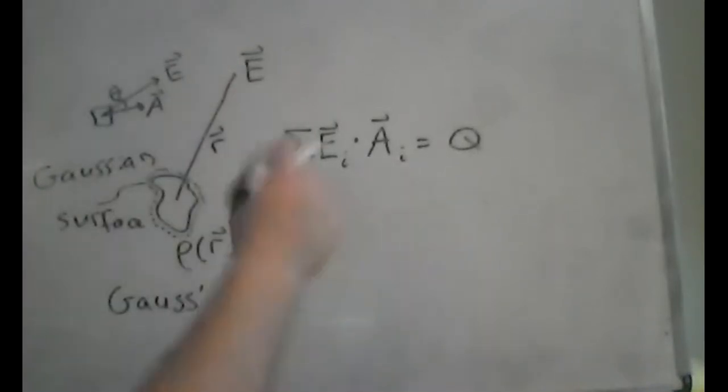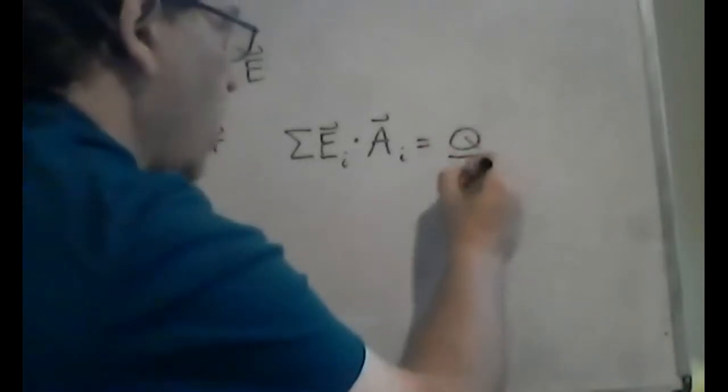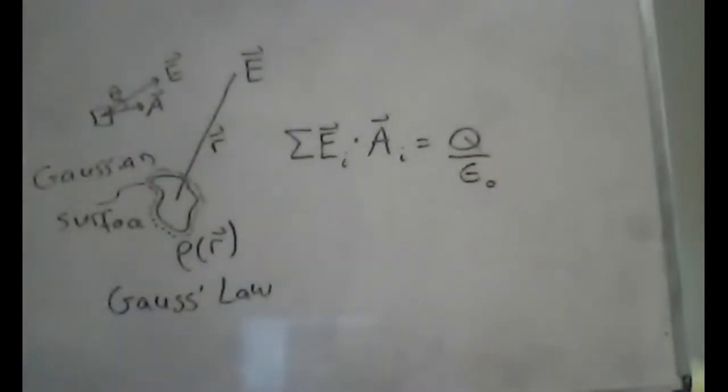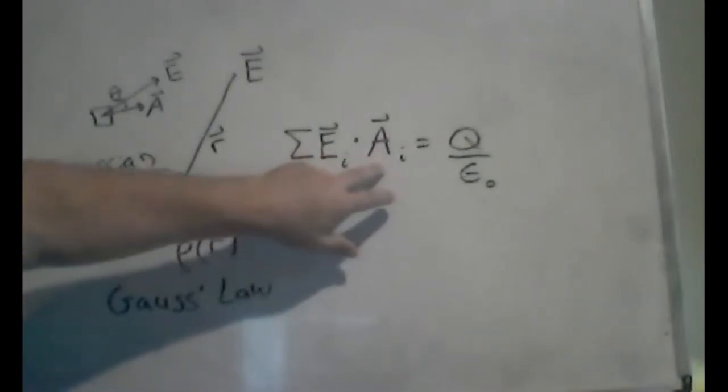And you integrate, or essentially you add up all these E sub i dot A sub i's, and it's the charge enclosed in that Gaussian surface divided by what's called the permittivity of free space, epsilon naught. So that's Gauss's law written in college physics speak. But again, what you really want to do is do it perfectly. You make the areas become differential areas.